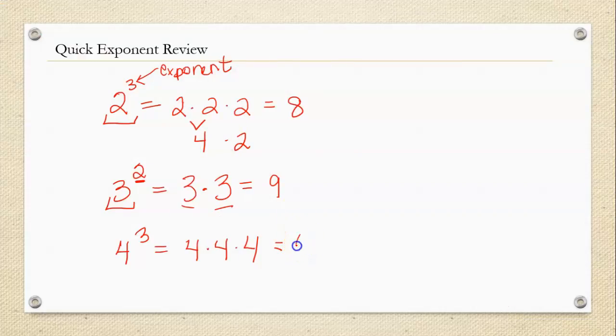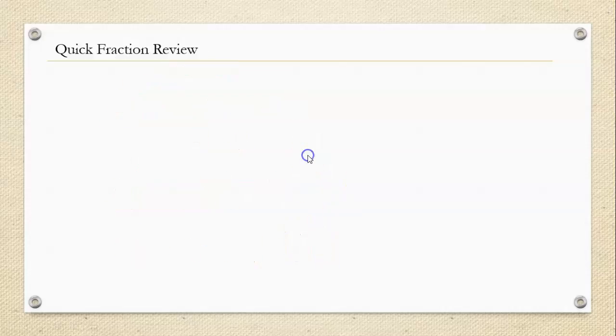So sometimes it's just a good way to confirm your work. All right, let's do a quick fraction review. So to multiply fractions, all you have to do is multiply straight across. So 1 times 2 is 2, and 2 times 3 is 6.